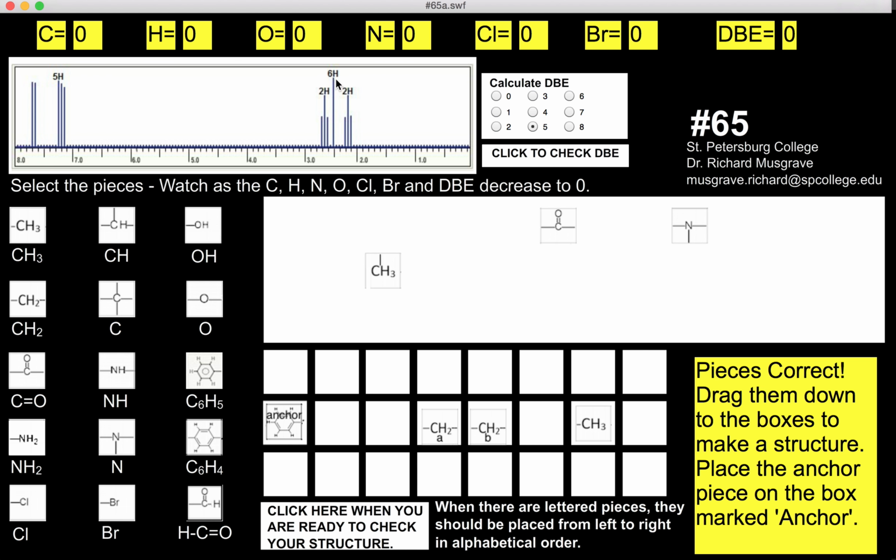The other interesting peak here is the 6H for 2 CH3 groups. Now you'll notice it's a single peak, which means that both the CH3s are equivalent and that they are next to something that doesn't have any hydrogens on it. The best way that I can put that together then is to go ahead and put the CH3s on the nitrogen like I have here. Now the C double bond O needs to be put somewhere in the structure as well. So I'm liking what I'm seeing here.